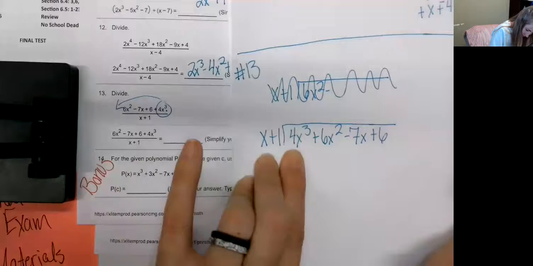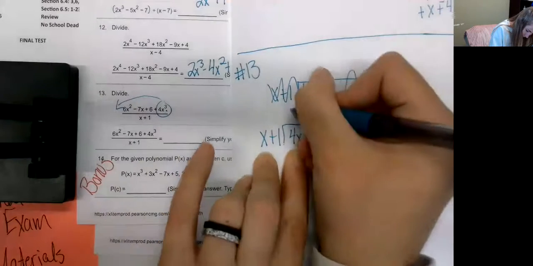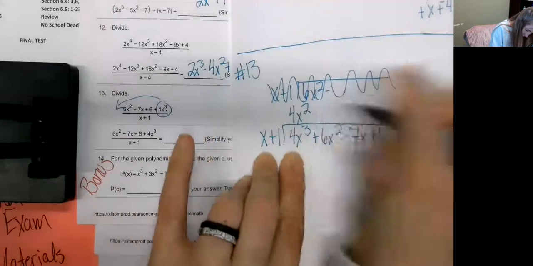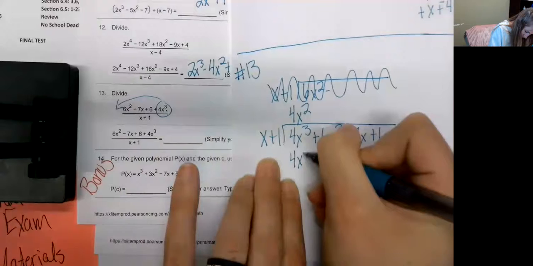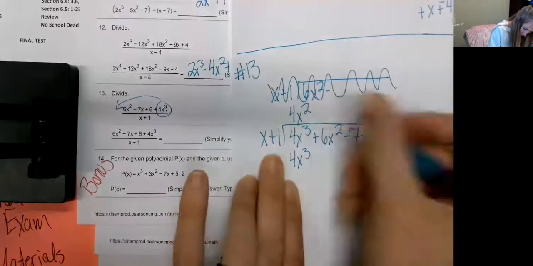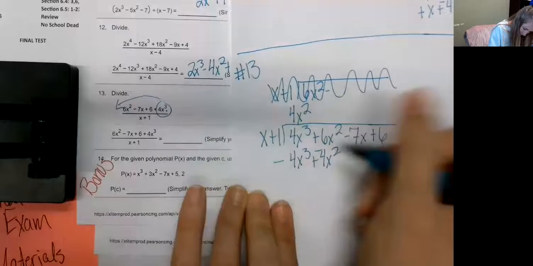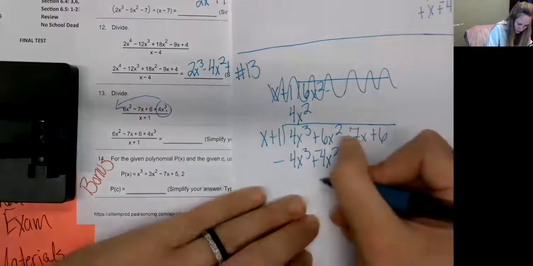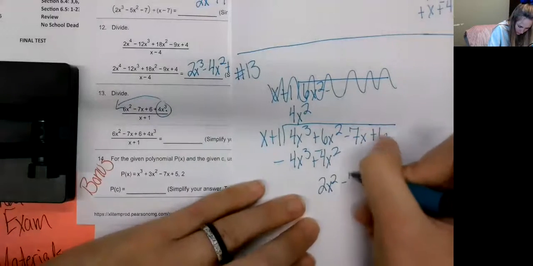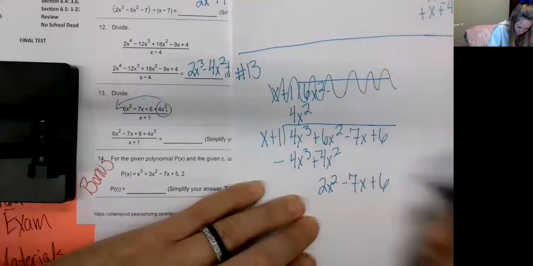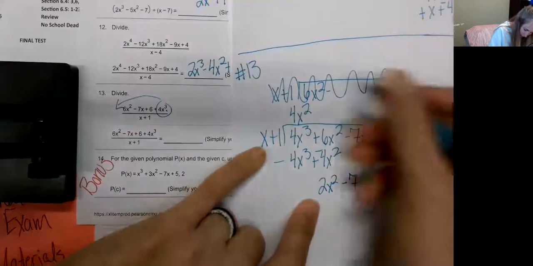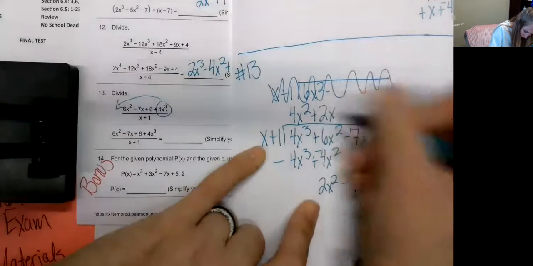So x, and we need it to look like 4x cubed, so we're going to multiply by 4x squared. 4x squared times 1 would be 4x squared. Change our signs. That's 0. 6 subtract 4 would be 2. Bring down the rest. X needs to look like 2x squared, so we're going to add 2x.